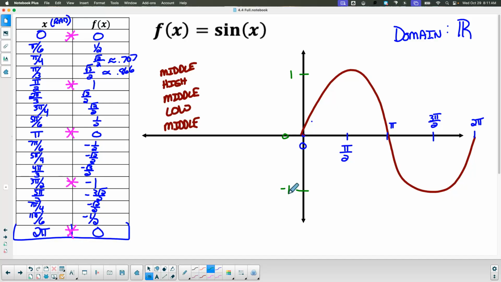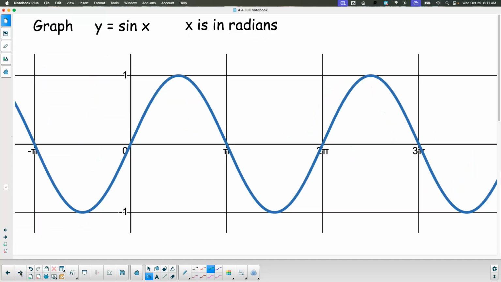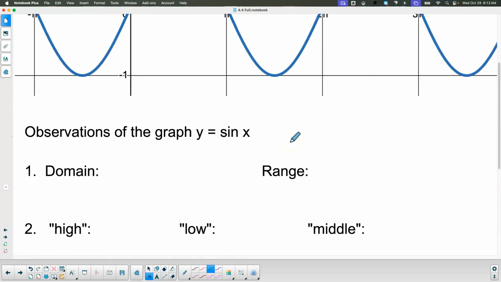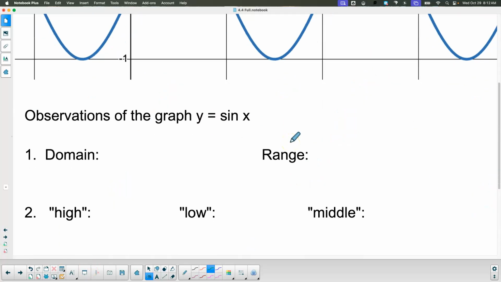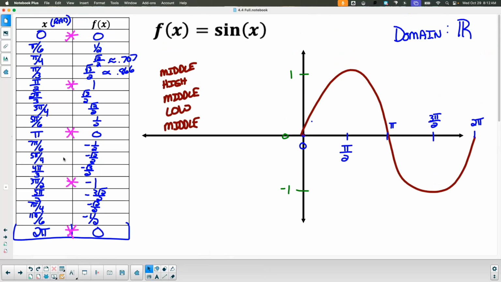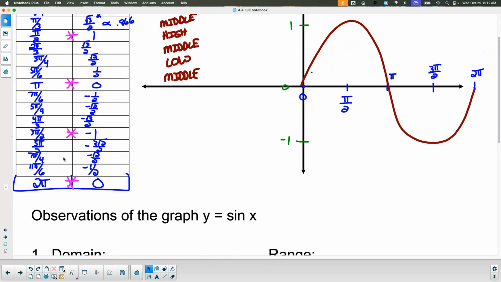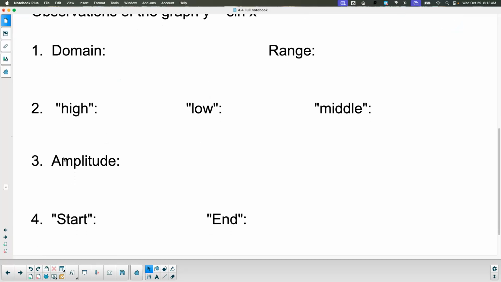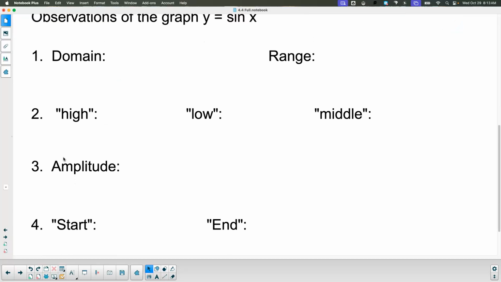Now, let's talk a little bit about that. You can add this right to the bottom of yours. Okay, so let's talk a little bit about that sine curve. Does everybody have it written down, labeled, all that fun stuff? All right. So here are some observations that we can make based off of our sine curve.